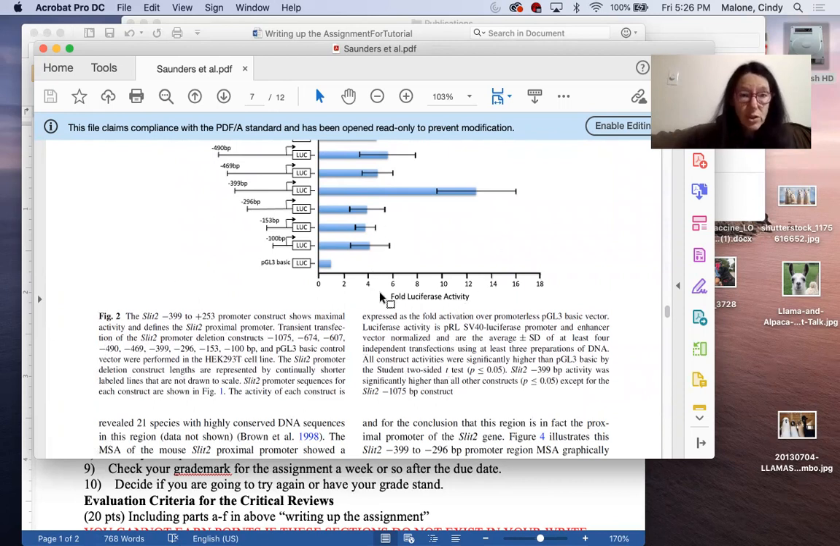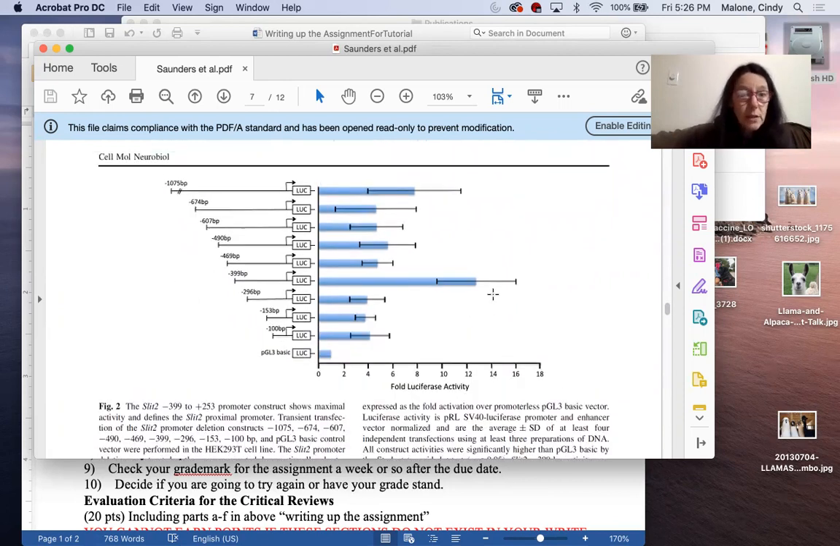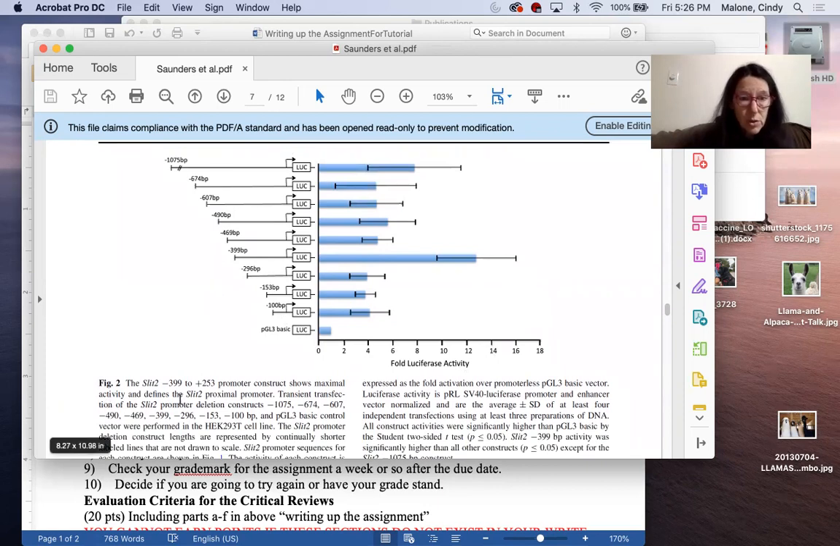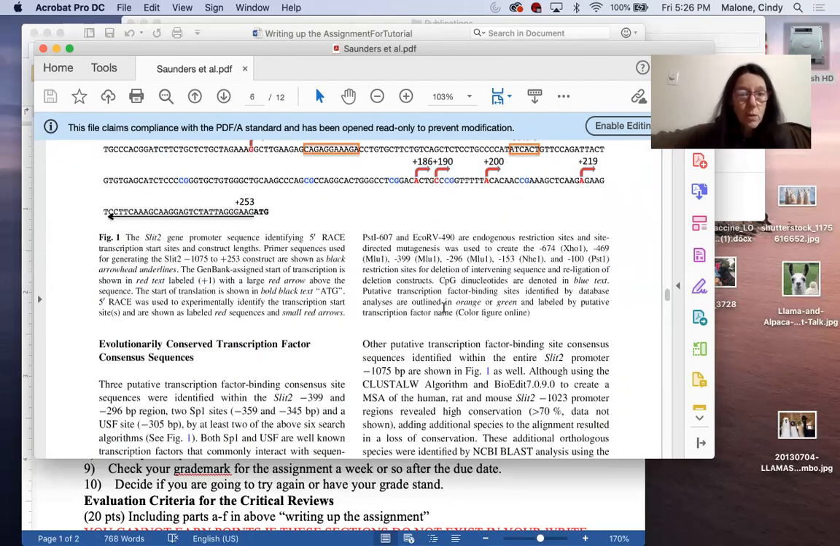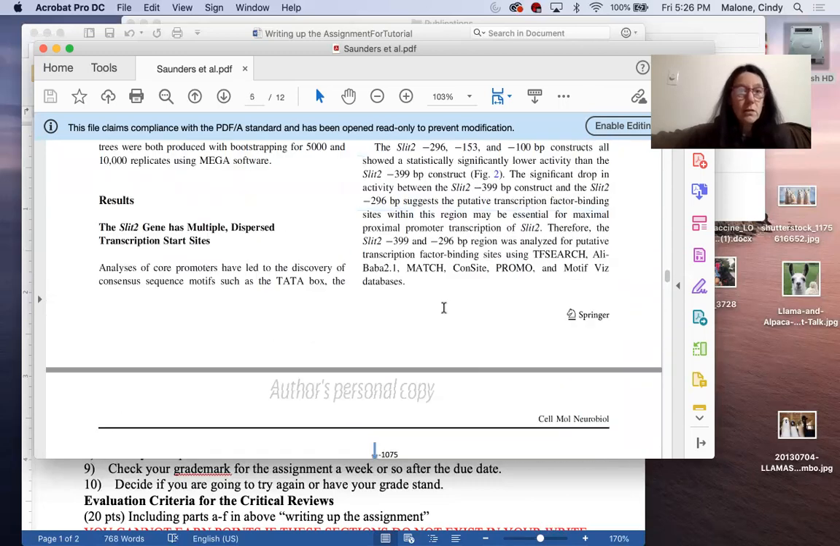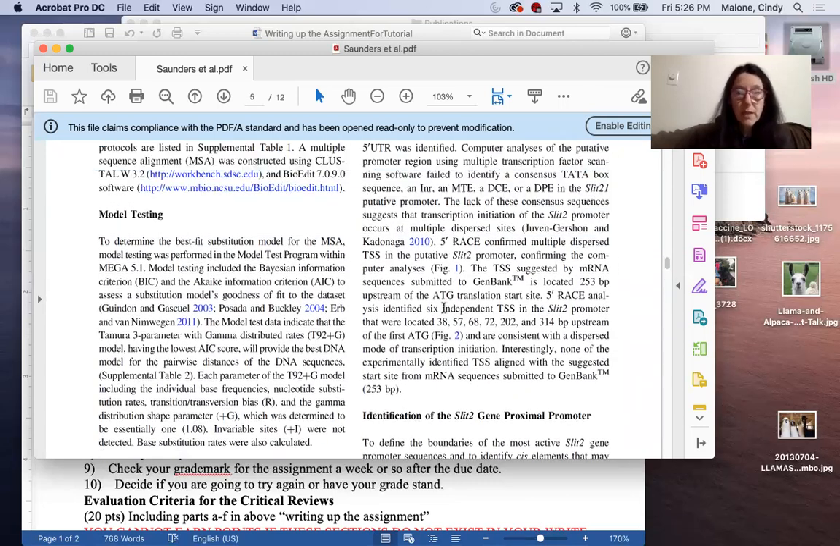Okay, so figure 2 is what? Figure 2, promoter concentration, promoter transient transfection. Okay, so just in case we're not sure exactly what transient transfection is, let's go look at materials and methods.